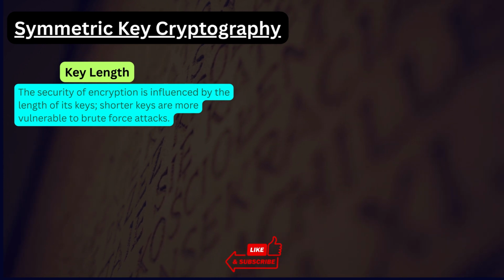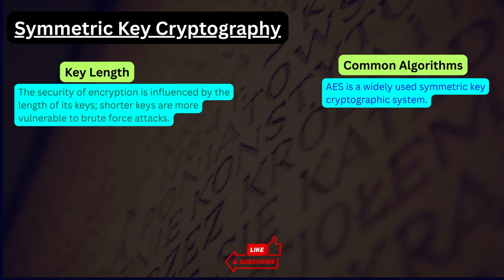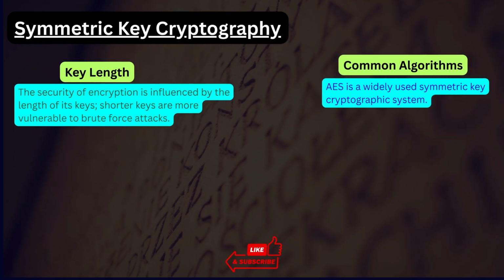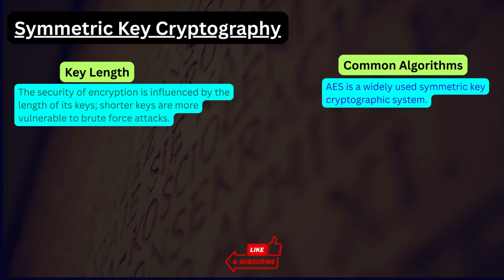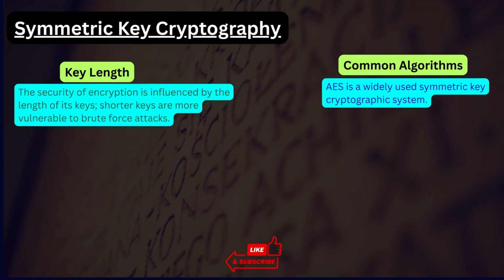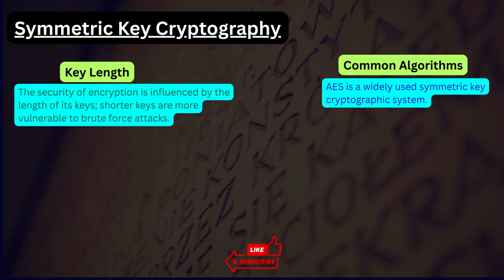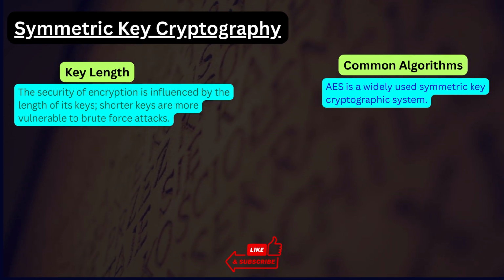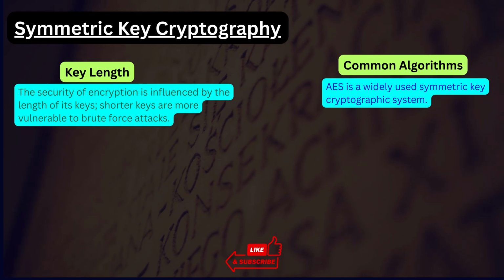Next, we will talk about common symmetric key algorithms. When we talk about symmetric key cryptography, one name stands above the rest: AES. Advanced Encryption Standard isn't just popular, it's the industry standard. It's fast, it's secure, and it's used across everything from banking systems to military-grade encryption. So if there's one symmetric algorithm you need to remember, it's AES.